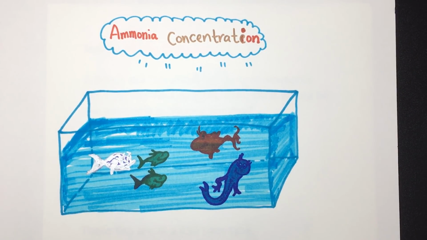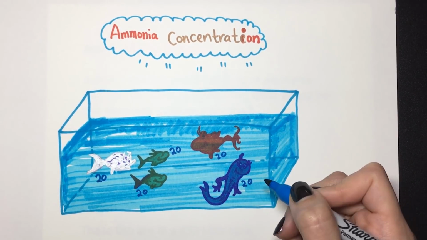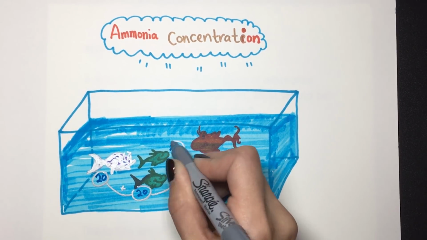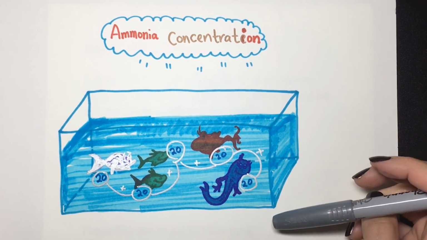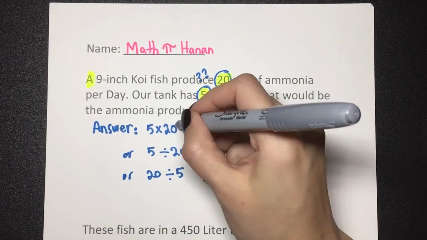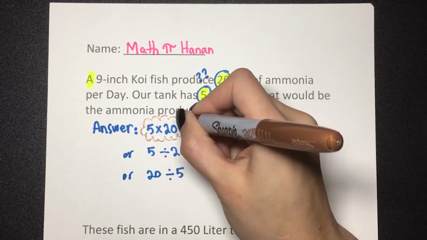If this fish produces 20 and each produces 20, then all of them would produce 20 plus 20 plus 20 plus 20 plus 20. That's 5 20s, which is a product. So I'm supposed to multiply. I could have just copied what the teacher did on the board.